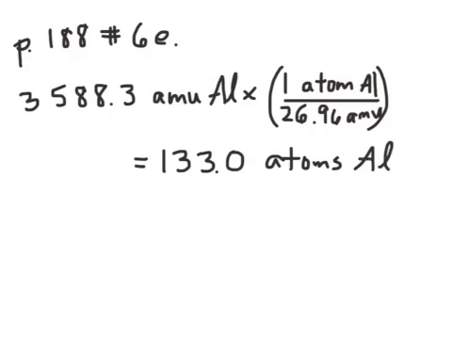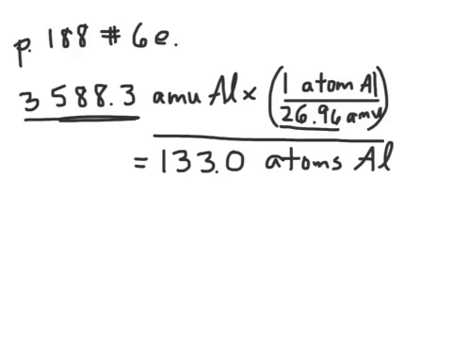of aluminum. And I'm rounding off to 4 sig figs because this has 4 sig figs. This has 5, and that has 4. So we take the least number of sig figs, and this is what we get: 133.0 atoms of aluminum. And again, in your calculator, you take 3,588.3 divided by 26.98. Okay?